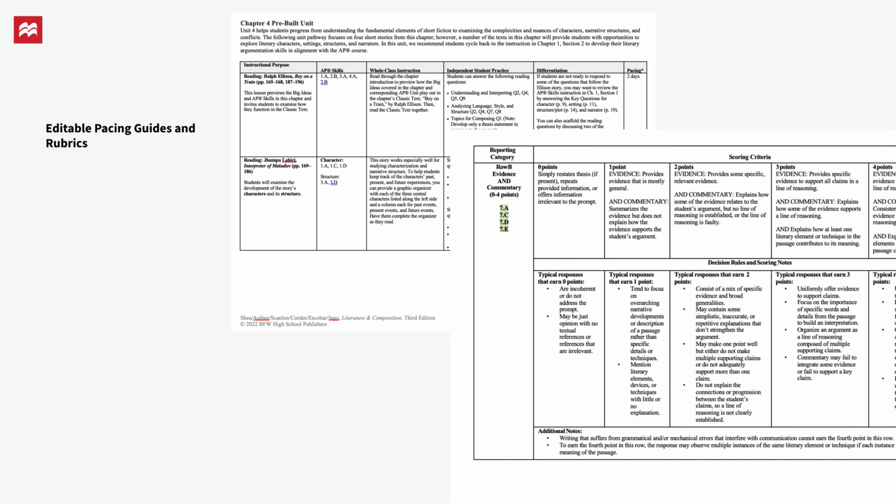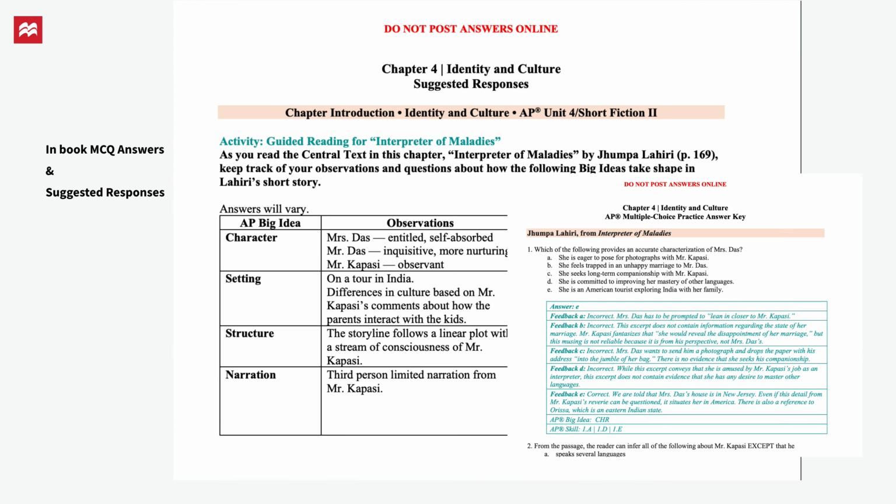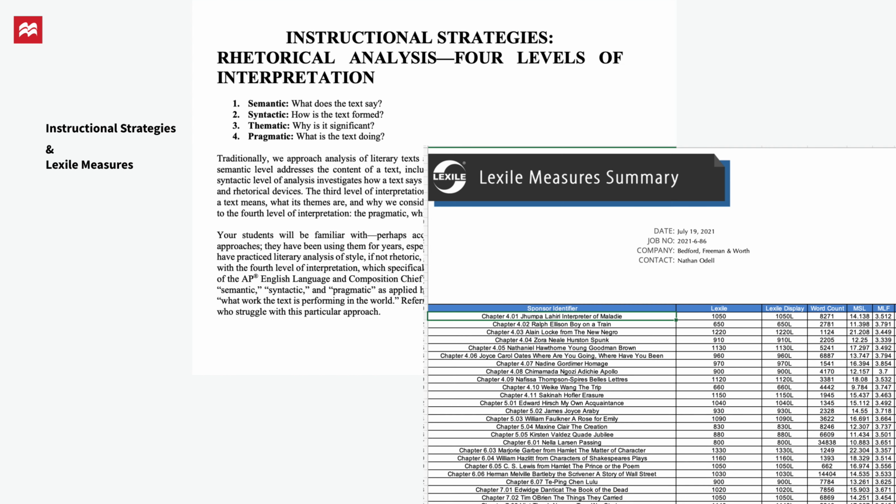Here's some examples of editable pacing guides and rubrics. And here are some examples of the teacher resources where we're providing multiple choice question answers and suggested responses. And then here are some examples of instructional strategies that we provide, as well as the Lexile measures summary for all of the readings that are included in Literature and Composition.